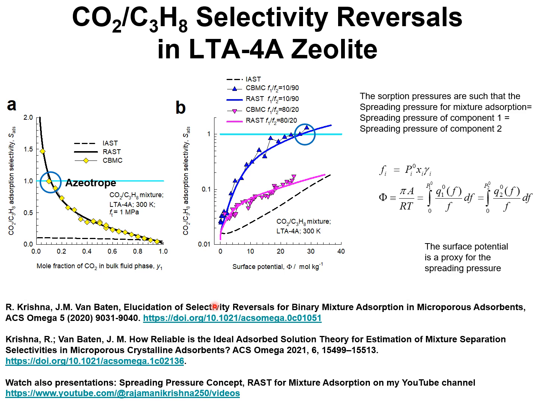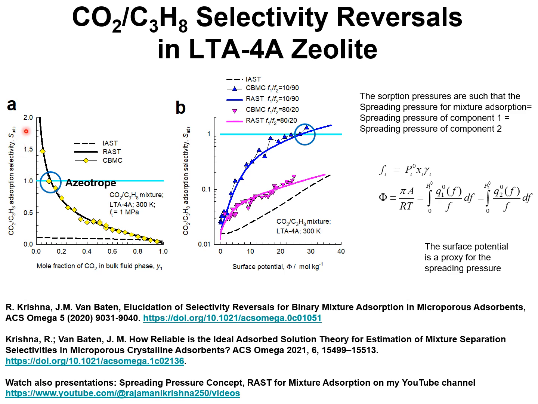To quantify thermodynamic non-ideality effects for CO2 propane mixture adsorption in LTA4A zeolite, 3 different molecular simulation campaigns were undertaken. In the first campaign, the total fugacity of the mixture was maintained at 1 megapascal and a temperature of 300 Kelvin, and the mole fraction of CO2 in the bulk fluid phase mixture was varied from 0 to unity.